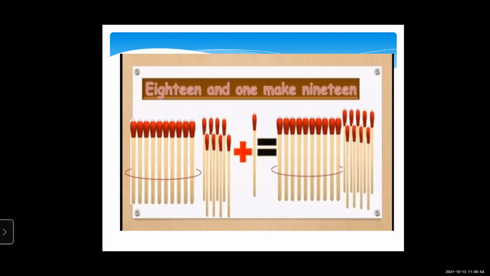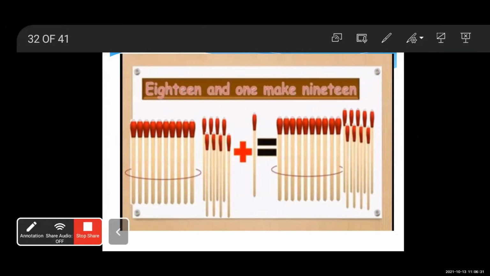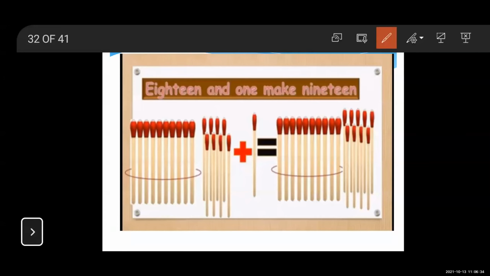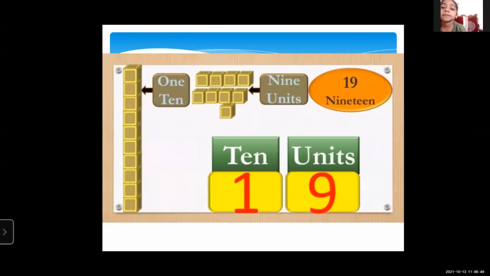That is 19. See, 18 and 1 make 19. So there is a bundle of 10, 8 sticks, and add in that 1 stick. So we will get the answer 19. Okay, students? Let's see one more example.